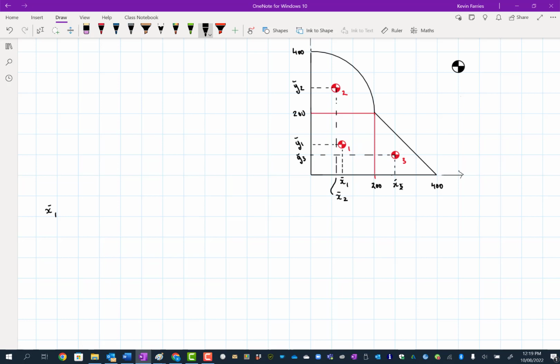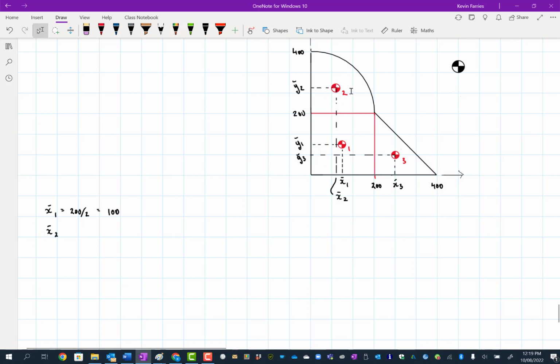So x1, the position of the centroid of shape 1, is just equal to the width, 200, divided by 2, which is equal to 100. Okay, so that position is at 100 on this x-axis. Now x2, we'll do all the x's first. So the x position of shape 2, x2, is here.